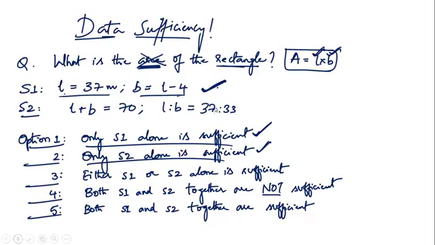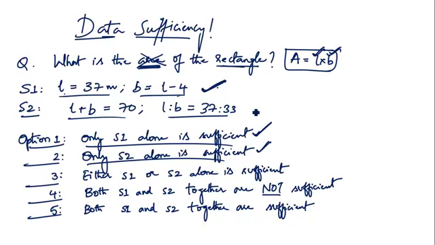Now check statement 2. What is statement 2? Statement 2 has got L plus B equals 70 and L is to B equals 37:33. Now in this case again, what do you see? There are 2 equations: L plus B equals 70 and L by B equals 37:33. 2 equations and 2 variables. Can you solve? Yes, you can solve. Now do not waste your time in actually finding out what is length and what is breadth. That's not going to help you get extra marks or solve this question.